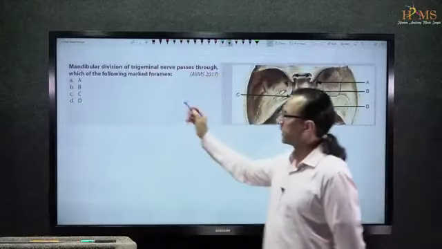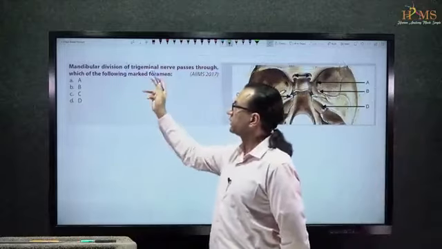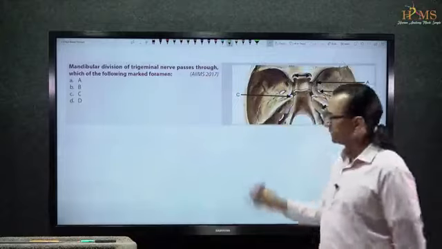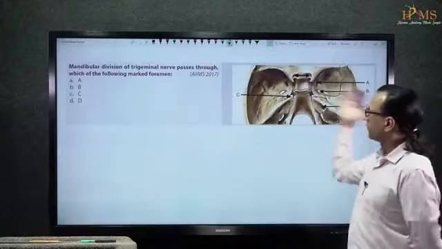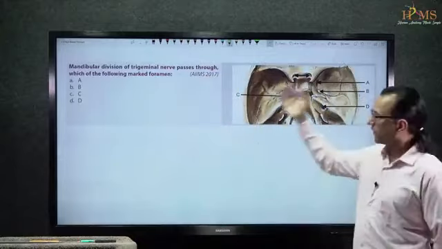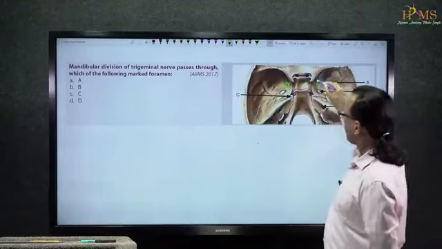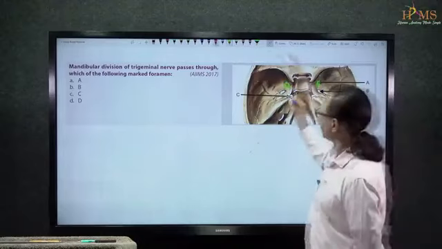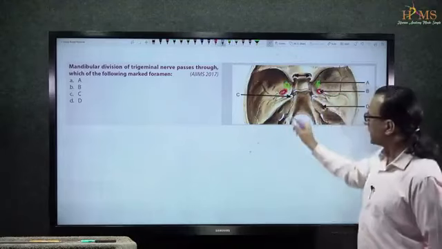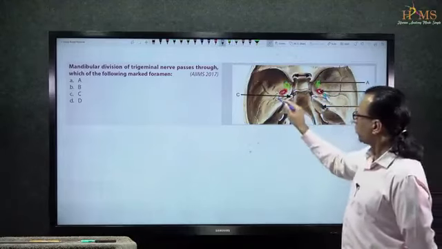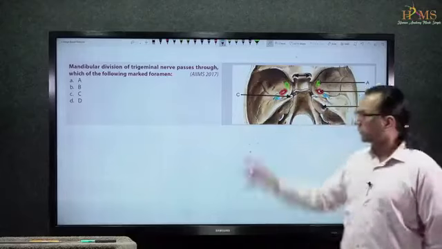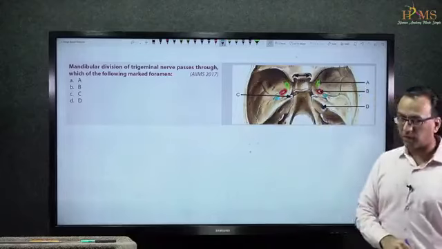As you find, it is asking for the mandibular division of the trigeminal nerve passing through some opening. This is the floor of the middle cranial fossa, showing the openings in the greater wing of the sphenoid: like a round foramen called the foramen rotundum, and then there is an oval foramen which is called foramen ovale, and then there is a small foramen here, foramen spinosum. So these are the 3 openings in the greater wing of the sphenoid.